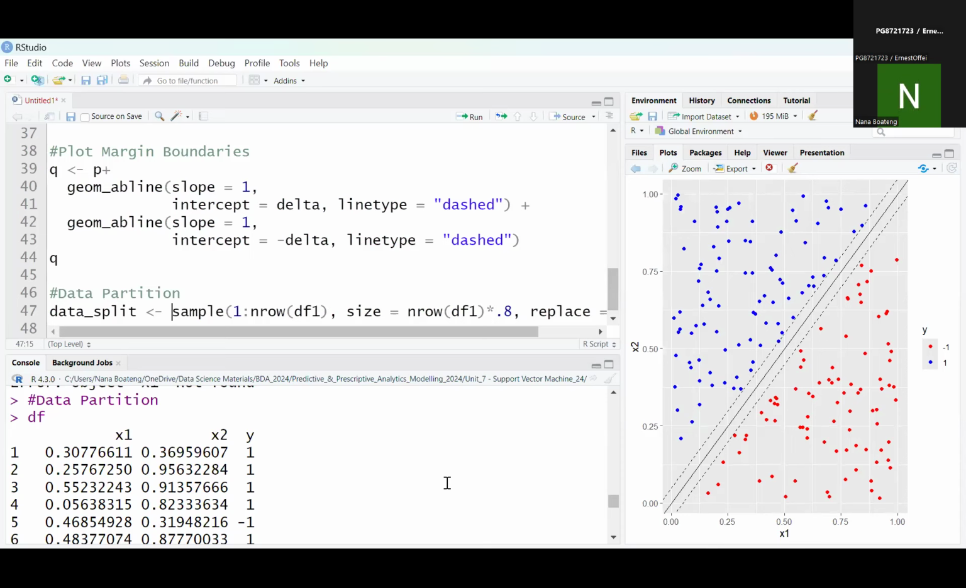Please, can we see the replace equals to? The replace should be equal to... it is 4. False. Okay.